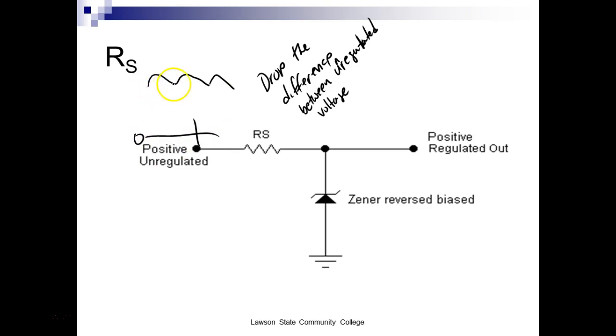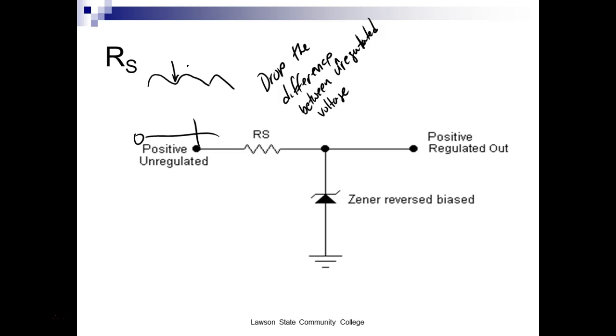So we're going to regulate. Worst case scenario, we got to regulate below that trough right there. Always. If that trough ever drops down below VZ, then it's not regulating anymore. So to regulate, the unregulated has always got to be greater than the what? Than the regulated out. That makes sense.